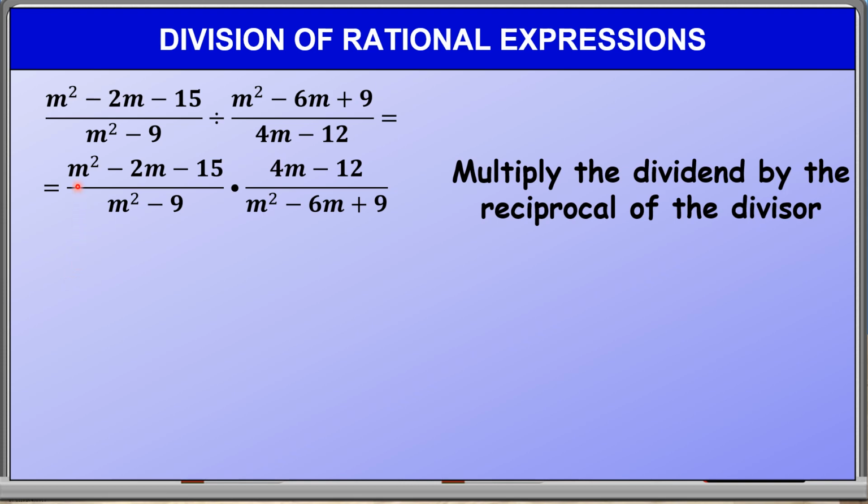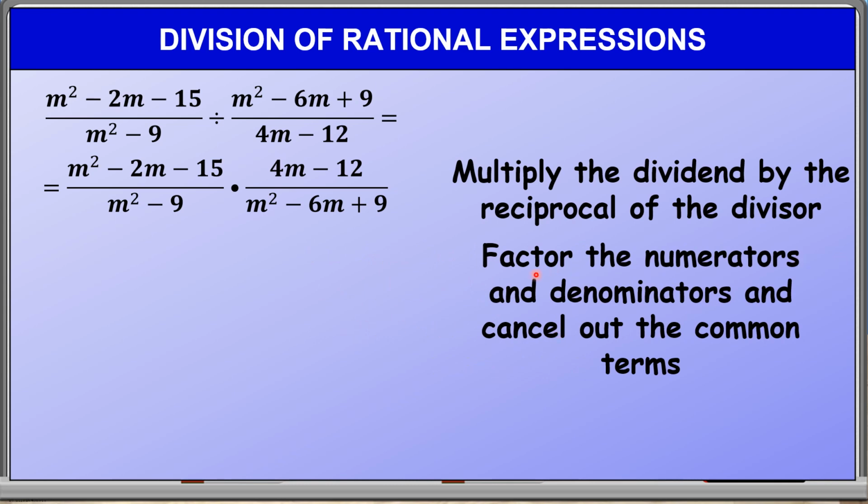So it becomes m squared minus 2m minus 15 all over m squared minus 9 times, I flipped the numerator and denominator, 4m minus 12 all over m squared minus 6m plus 9. So that is the first thing you should do when dividing rational algebraic expressions. Next, we factor the numerators and denominators and cancel out the common factors, of course.